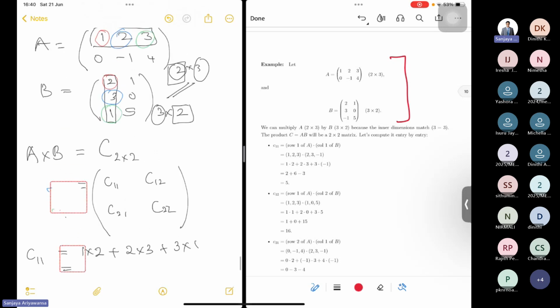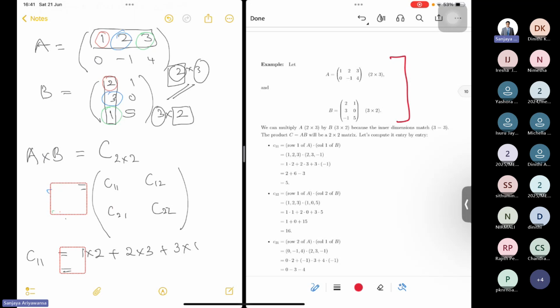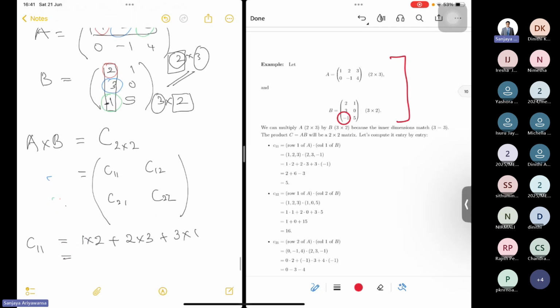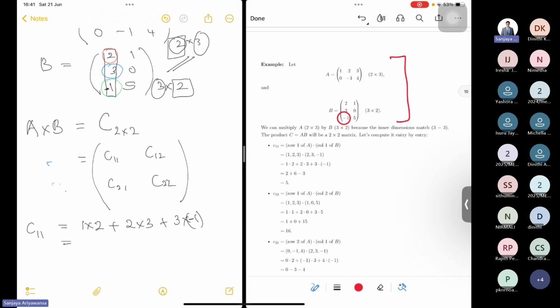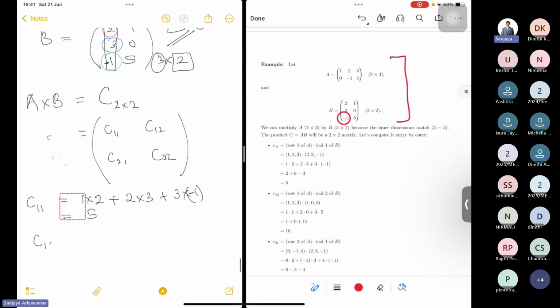So here, something that I missed out. Yeah, sorry, I missed out here. So it's actually negative 1. So it's negative 1 here. That's what I was wondering. So it's negative 1. So then 2 plus 6 is 8, minus 3 is 5. That's your first component, C11.